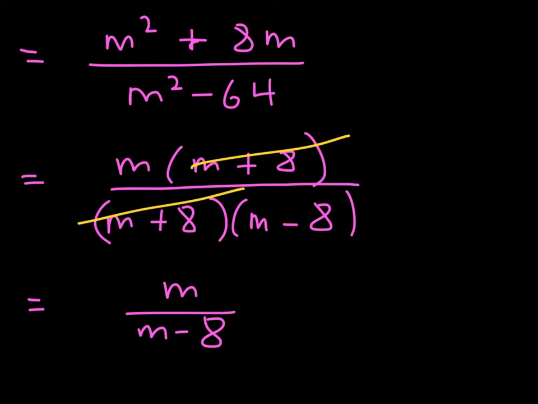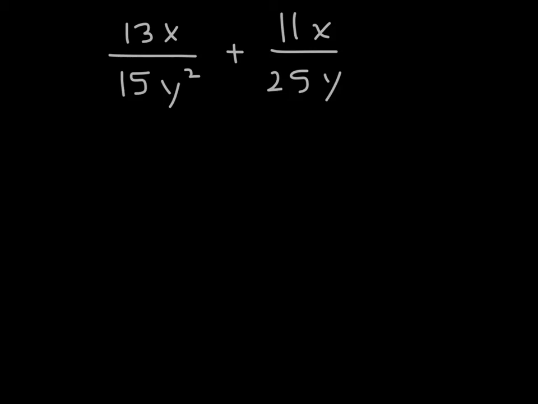Now, what you're going to see for the next couple of examples is that the denominators are not the same. So you're going to have to work on finding the LCD, so that you can have the same denominator and then add or subtract. You have 13x over 15y squared plus 11x over 25y. Obviously, these denominators are not the same, so you are not allowed to add these fractions. So what we'll do is find the LCD. If you need help finding the LCD, you can listen to the following explanation.